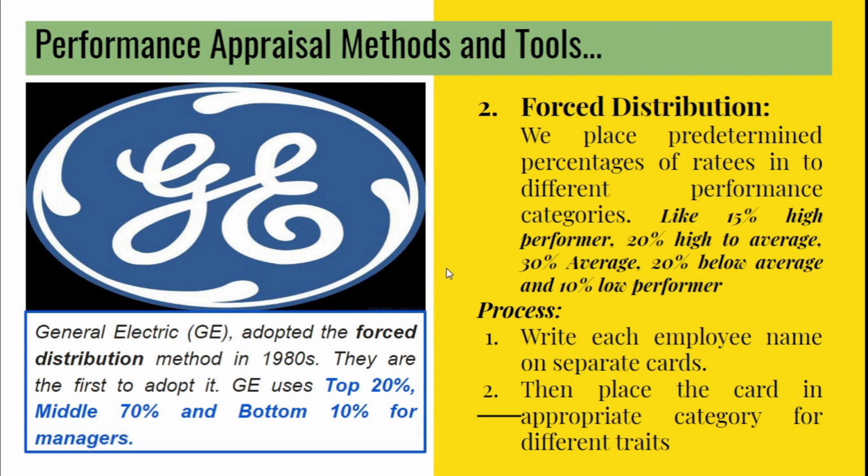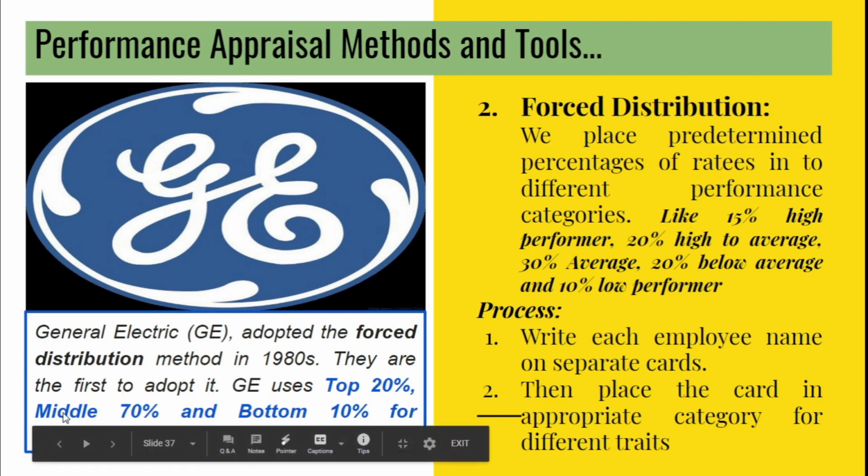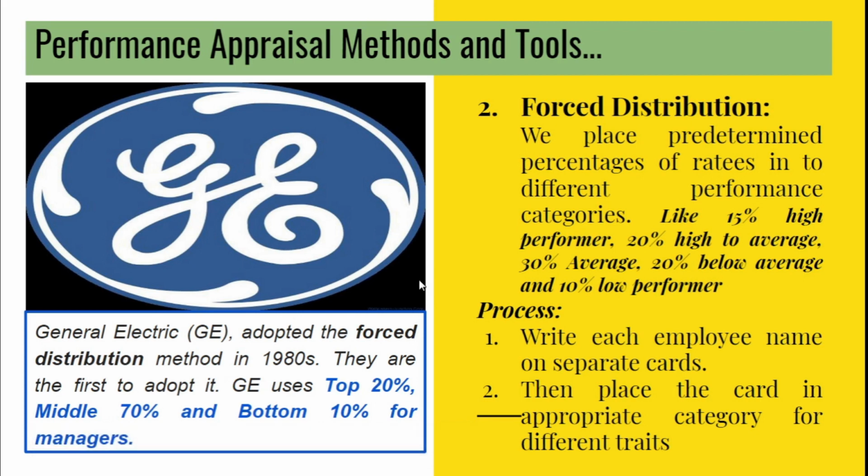Let's understand this with an example. Let's say Mr. Ram works in GE company and he needs to be appraised on timeliness and creativity. At first, 2 cards will be prepared for Mr. Ram and then they'll be placed in different categories. Let's say Ram is placed in top 20% on creativity, and for timeliness he is placed in the second category, that is middle 70%. There are certain pros and cons to this method.